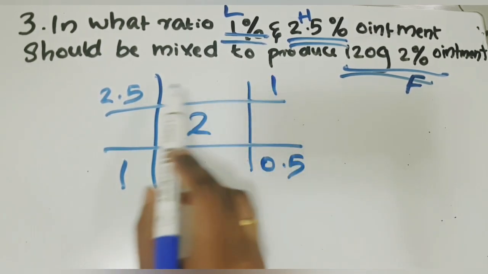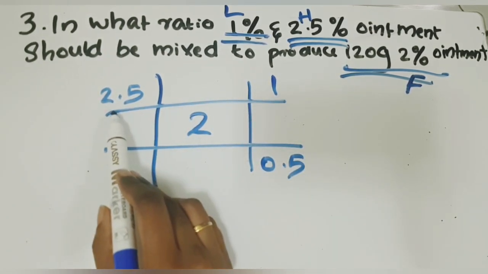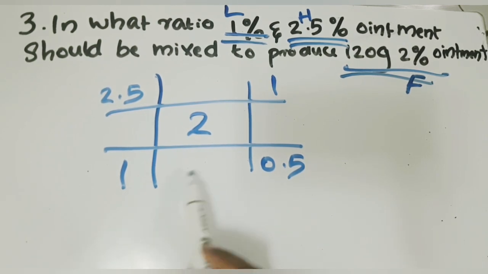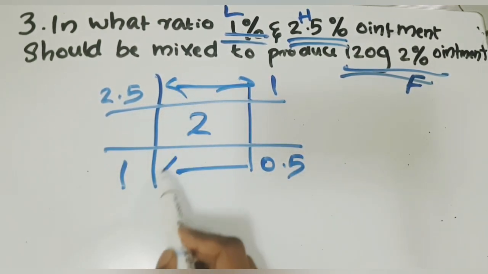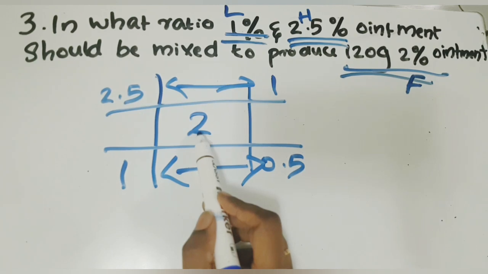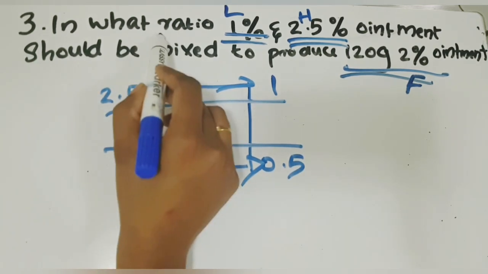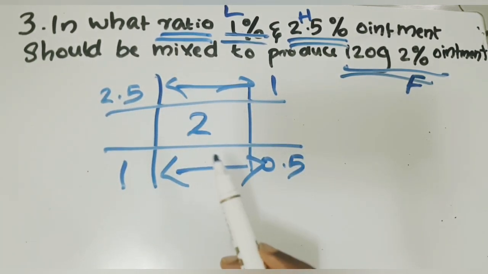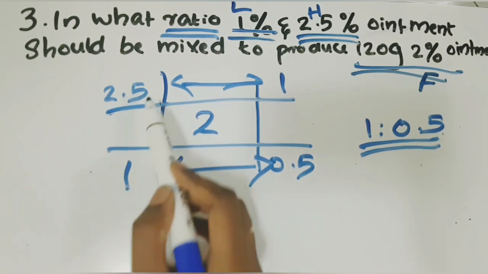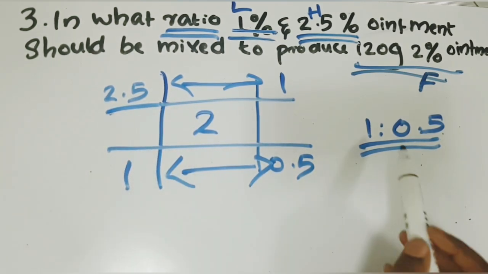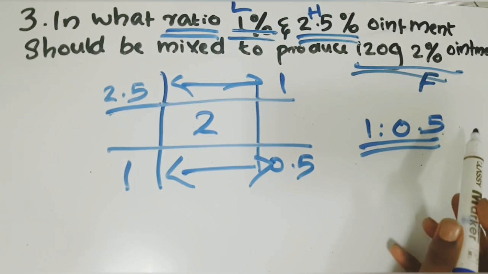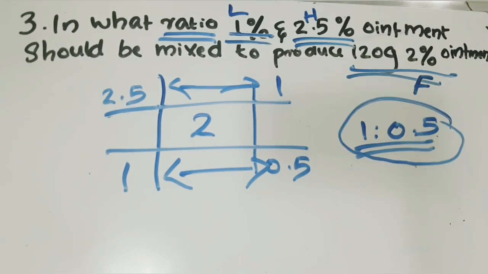So 1 part of 2.5% ointment and 0.5 part of 1% ointment should be mixed in order to get this 120 gram 2% ointment. Here the question was about the ratio, so the ratio of 2.5% ointment and 1% ointment will be 1:0.5. Okay, and in case of DHA, MOH and HAAD exams, you won't get any paper for practicing or calculating this in this much detailed way.